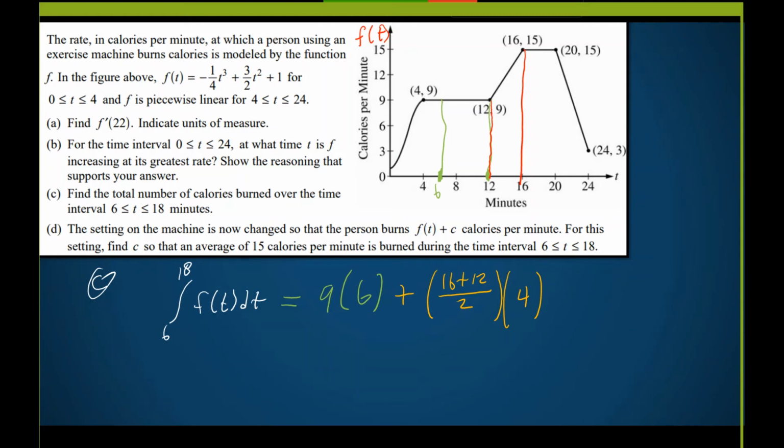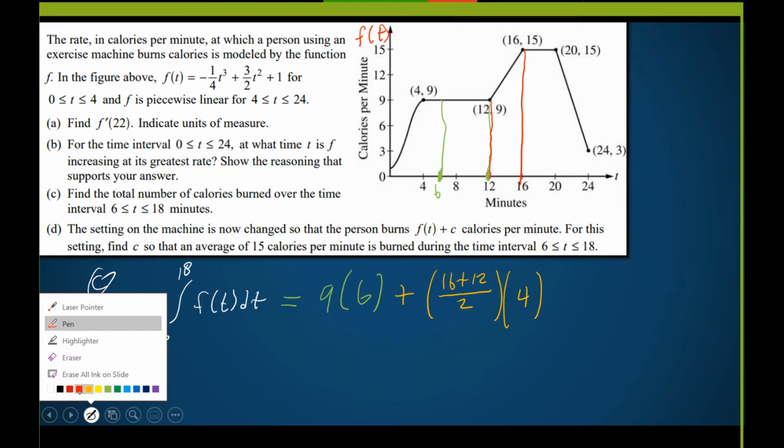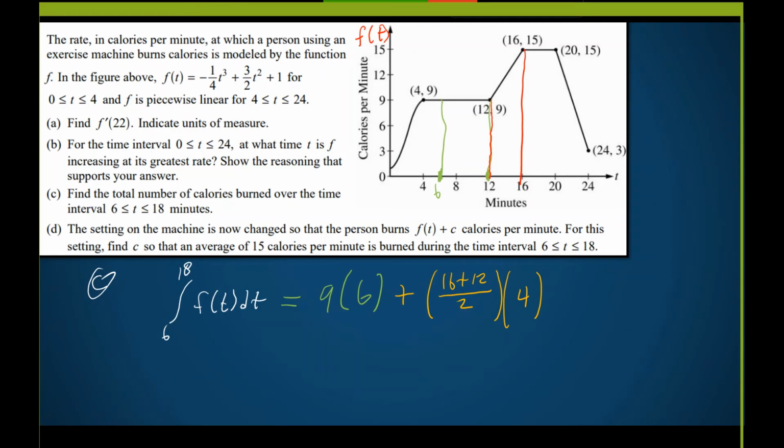And then the last one, from 16 to 18, what shape can I use, Nidhi? What shape can we use to get the area from t equals 16 to t equals 18? Rectangle. What are my side lengths? Y is 15 and X is 2. Okay. So I'm going to stick with Nitty and we'll finish this one off.